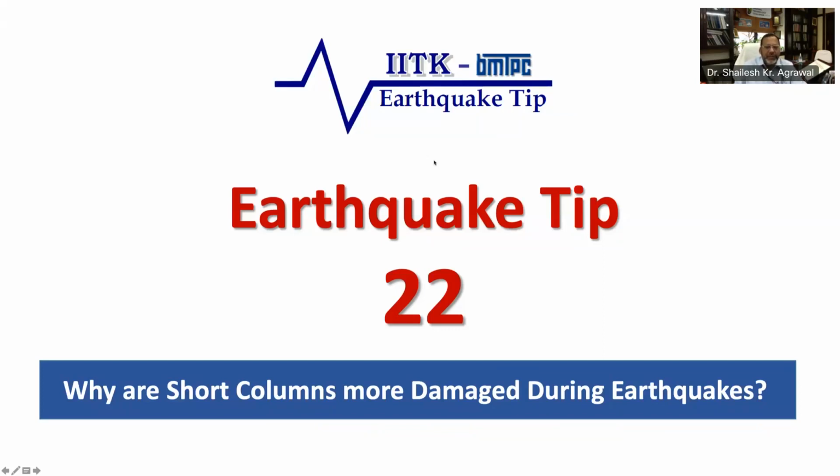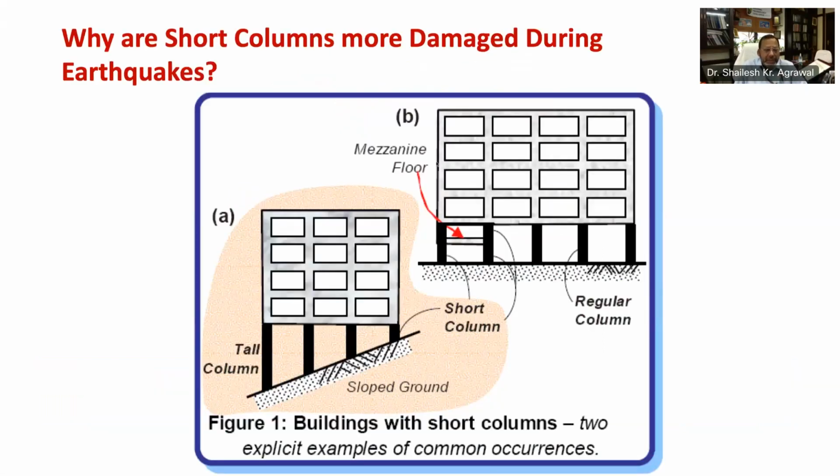This earthquake tip number 22 will explain why short columns get more damaged during earthquakes. In order to explain the tip, let's first understand which columns are short. During past earthquakes, RCC framed buildings that have columns of different heights within one story suffered more damage in the shorter columns as compared to taller columns in the same story.